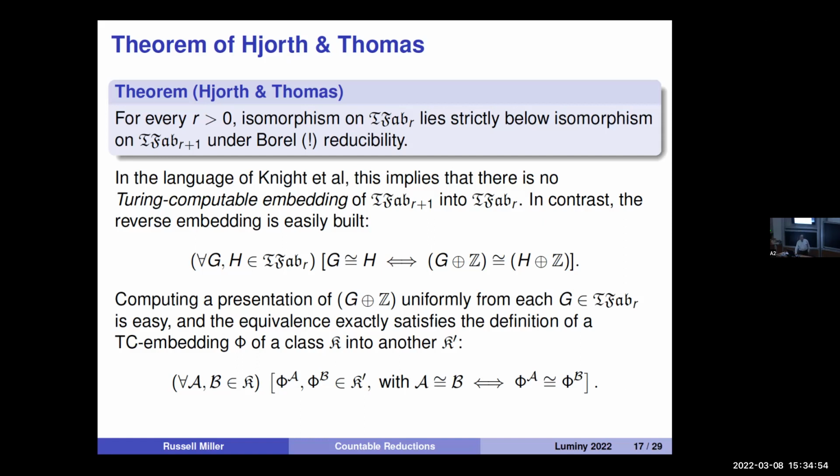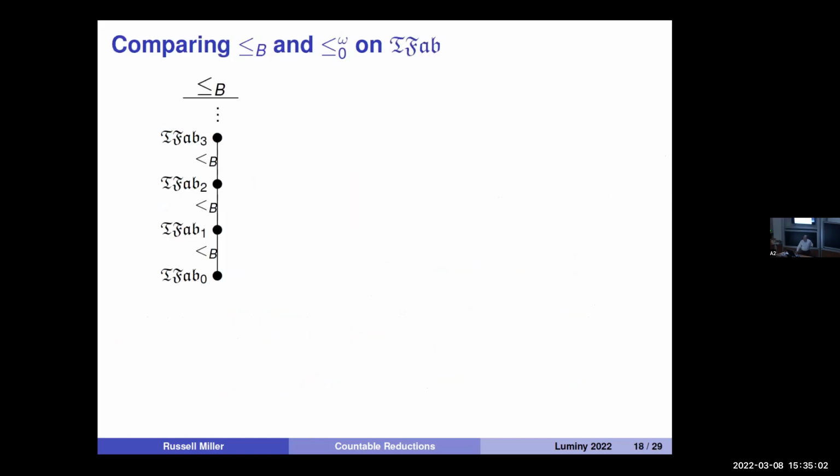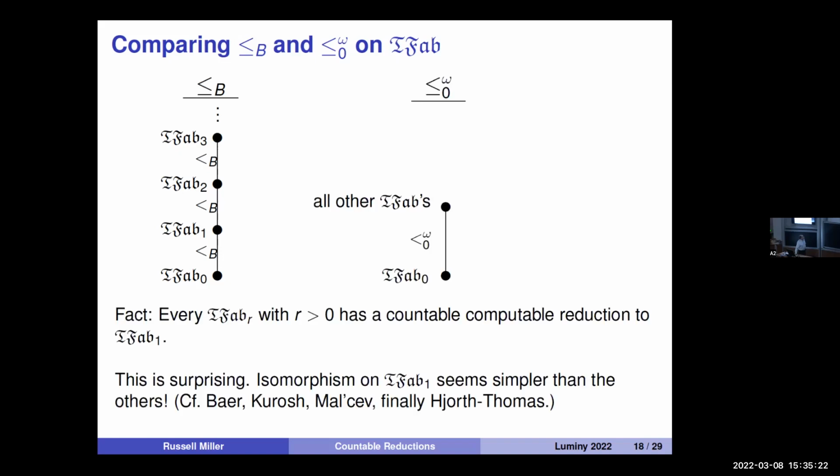Okay, so that's what happens, as far as we know at the moment, with the torsion-free abelian groups, right? Here's that picture once again, strict Borel reducibility all the way up. How about countable, computable reducibility, right? You saw that question coming right after everything I was talking about for the first half hour. Countable, computable reducibility, that's the picture.